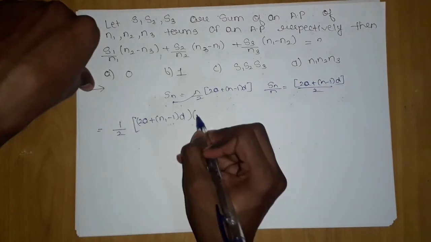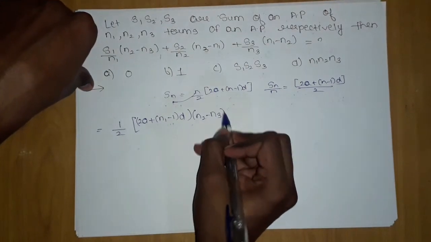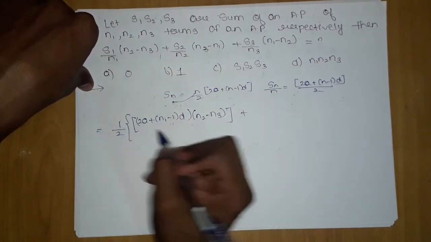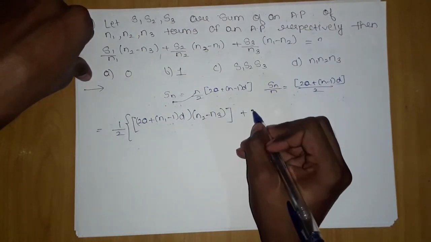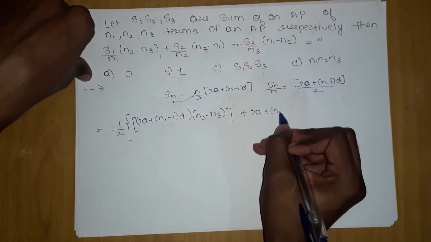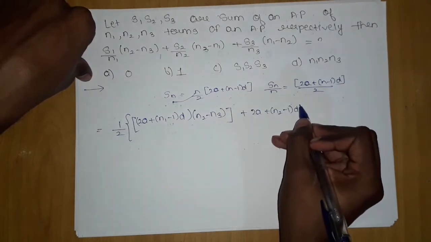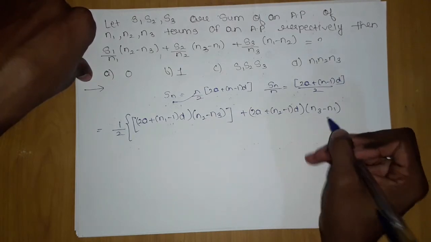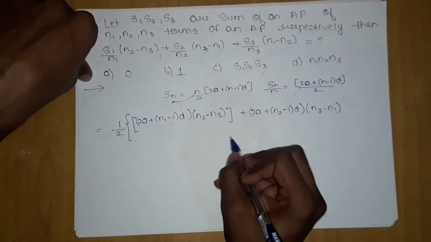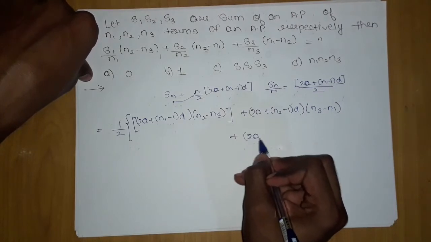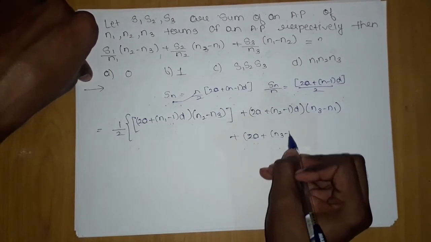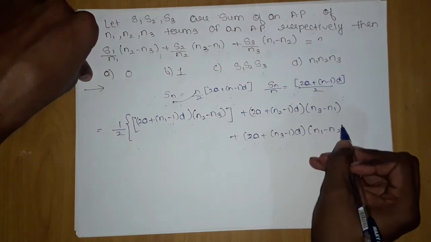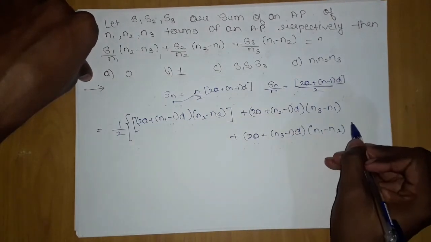into (n2 minus n3), right, plus, with the half outside, 2a plus (n2 minus 1) into d, into (n3 minus n1). Further, we add 2a plus (n3 minus 1) into d, into (n1 minus n2). Okay, so we got this.